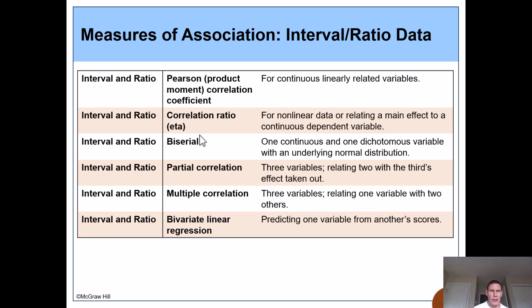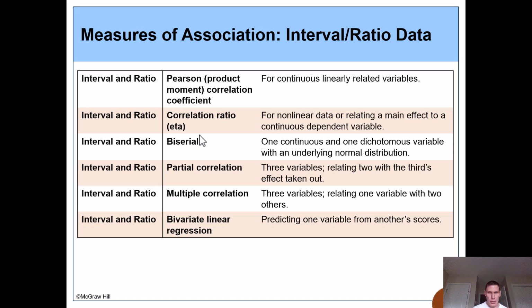For interval and ratio, the correlation ratio eta is typical. This is for nonlinear data or relating a main effect to a continuous dependent variable. For interval and ratio, typically you would use biserial. This is for one continuous and one dichotomous variable with an underlying normal distribution.